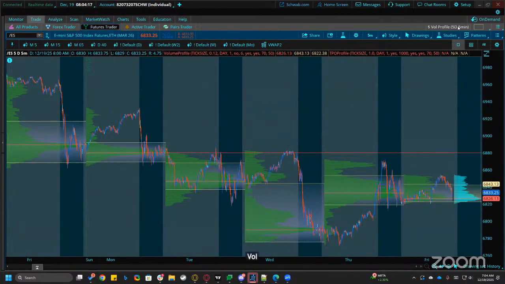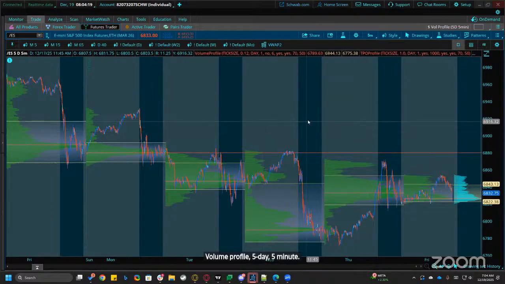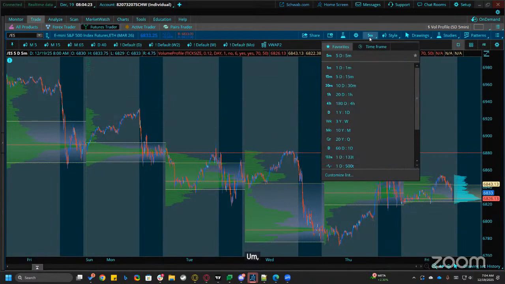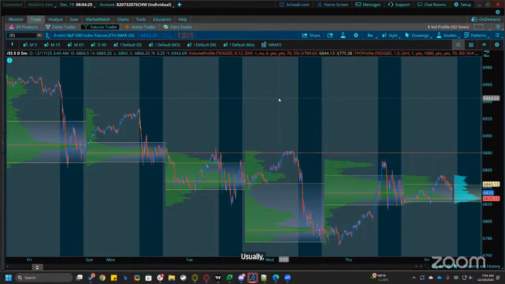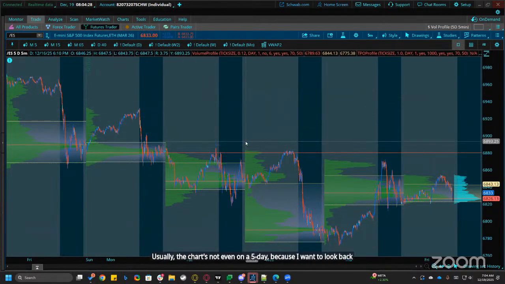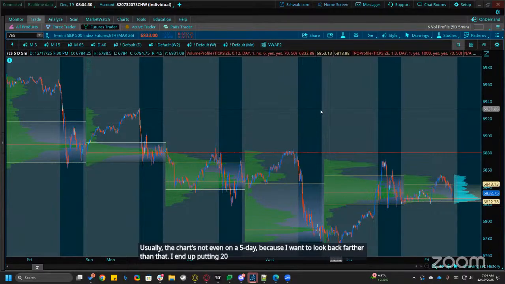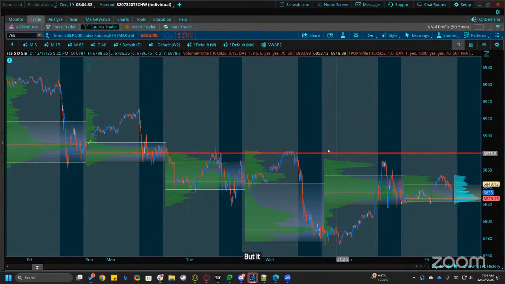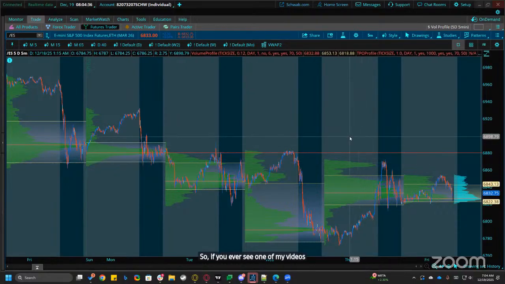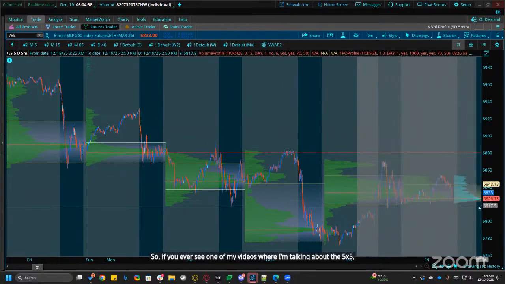Volume profile 5-day 5-minute. This is often called my 5x5 chart. Usually the chart's not even on a 5-day because I want to look back farther than that. I end up putting 20, 30, 50 days on it, but it's still the 5x5. So if you ever see one of my videos where I'm talking about the 5x5, well, now you know what I'm talking about.